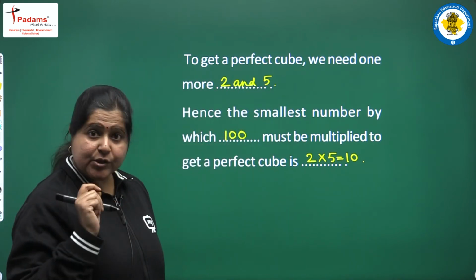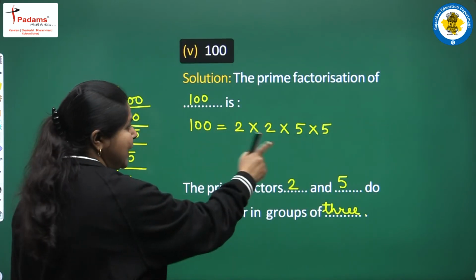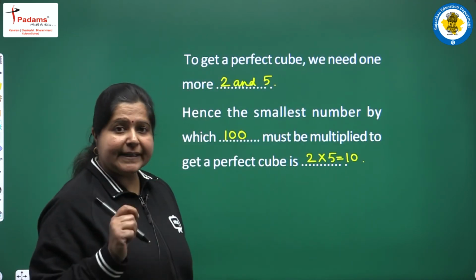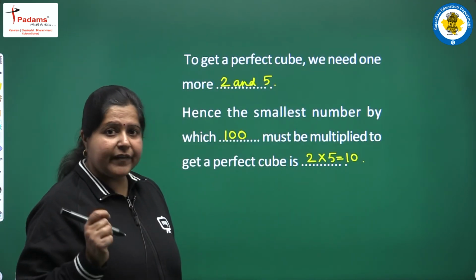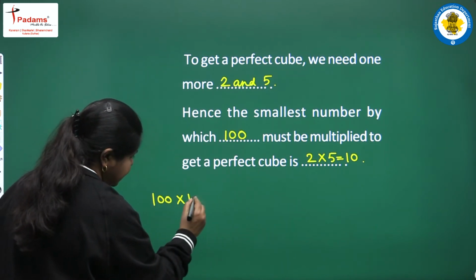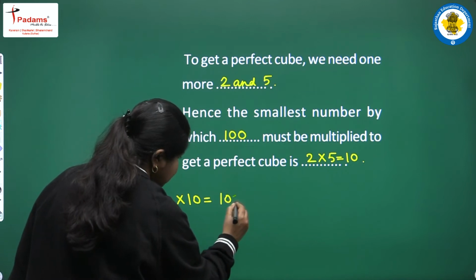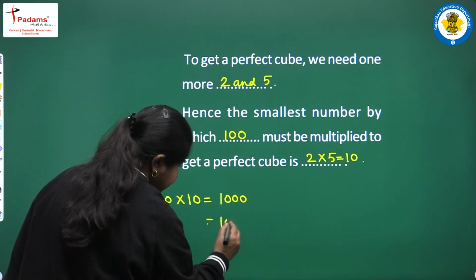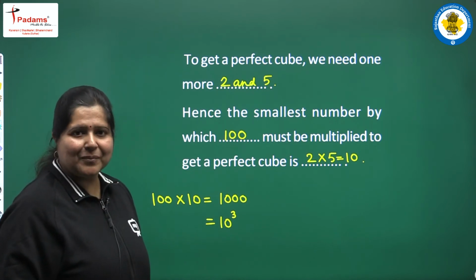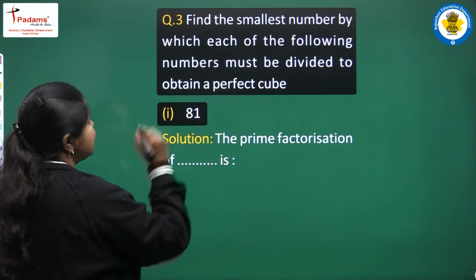Got it? We need one 2 and one 5 as well, since neither of them forms a triplet. So 2 into 5, we should multiply it by 10 and then we will get a perfect cube. And we know if we multiply 100 by 10 we get 1000, and obviously it is equal to 10 cube. It is a cube number or a perfect cube. Next we have question 3.